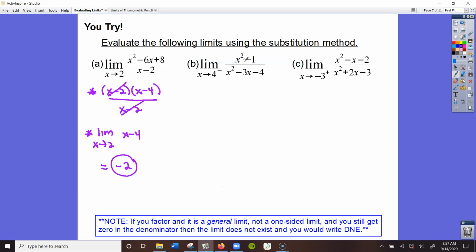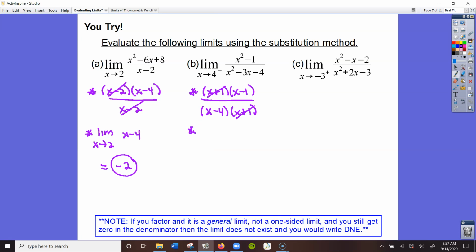For the following one, we're going to go ahead and try to factor this as well. We're finding the limit as x is approaching 4 from the left. x squared minus 1 is a difference of squares, so I can factor that to be (x plus 1)(x minus 1). And the denominator, x squared minus 3x minus 4, can be factored to be (x minus 4)(x plus 1). The x plus 1's would cancel out.